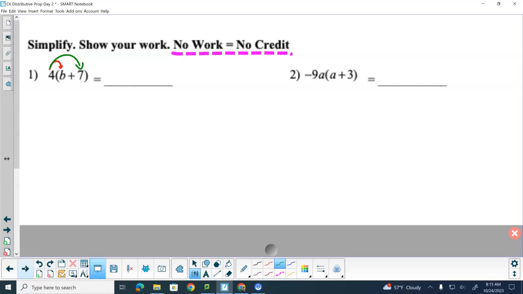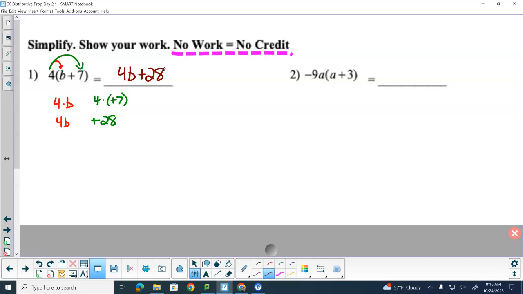So 4 times B here is 4B. 4 times positive 7 is positive 28. So we would have 4B plus 28 there. Now do they need to write out all of that stuff, or if they draw the arrows, are you okay? Minimum, you got to draw the arrows. Alright. Okay? Minimum, you got to draw the arrows so that you know. Okay?